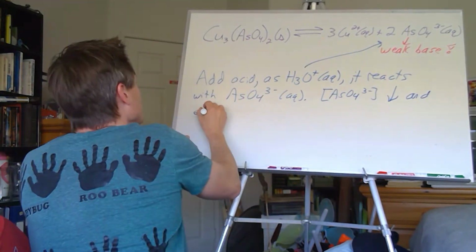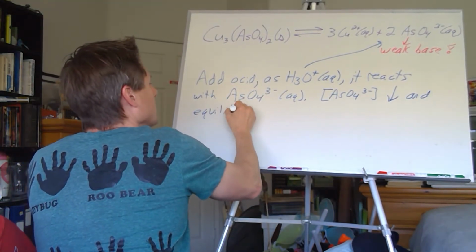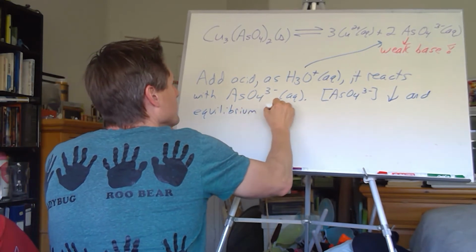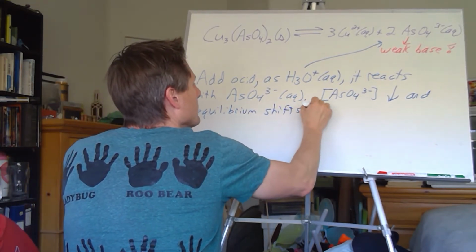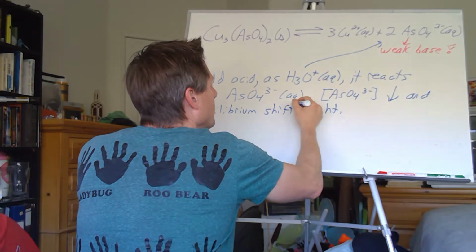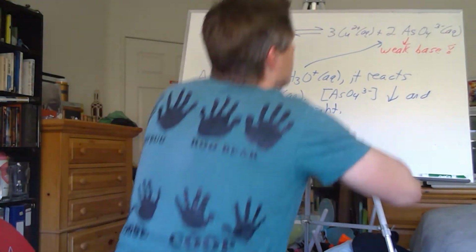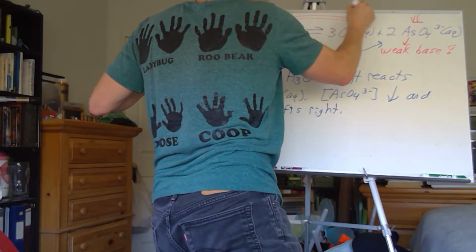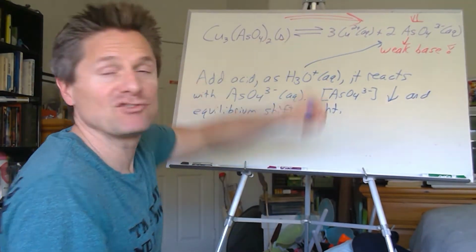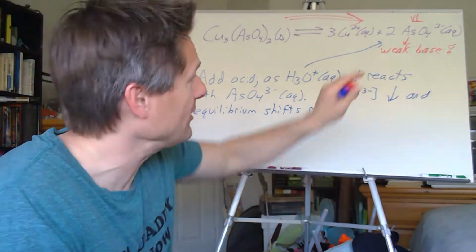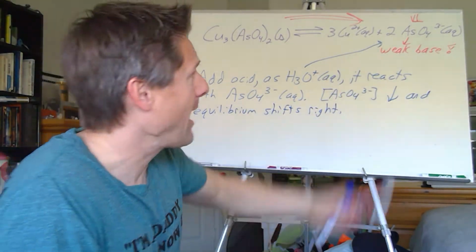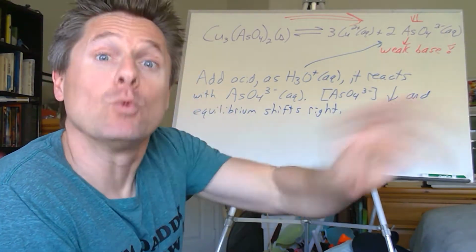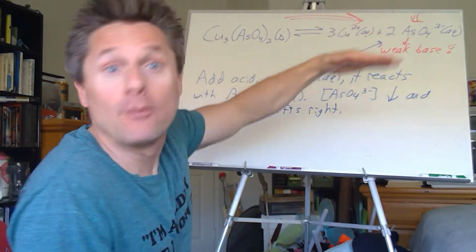And the equilibrium shifts to the right. Kind of what we said before. So we're going to the right. So this is going to drop. This will shift to the right. And so the solid is going to continually, as long as we keep adding acid to it, dropping that arsenate ion, the solid will continue to dissolve, replenishing.